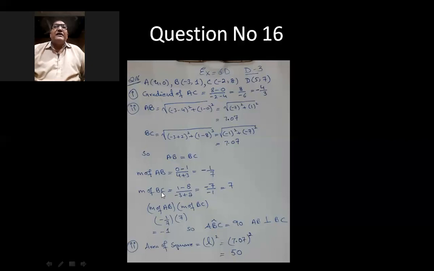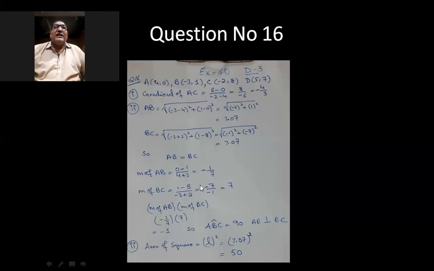In the same way, the gradient of the BC will be between B and C. It will be 1 minus 8 divided by -3 minus 2. It will be -3 plus 2. So you will have -7 divided by -1. The minus will be cancelled. It will be 7.